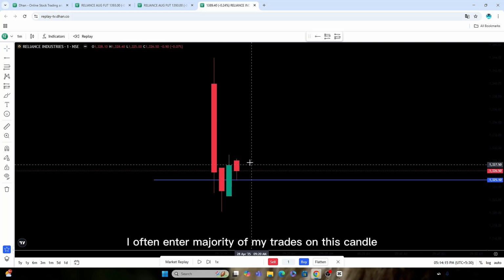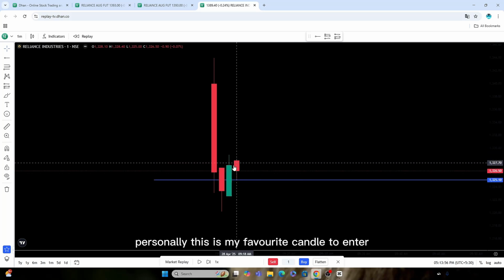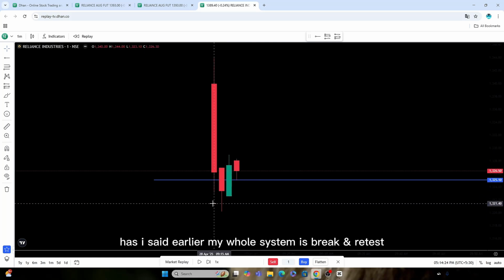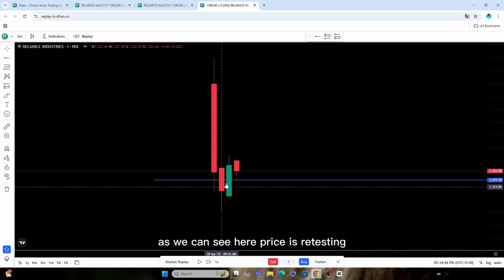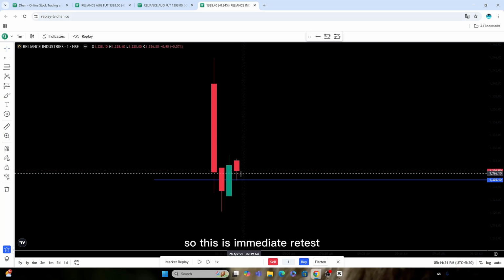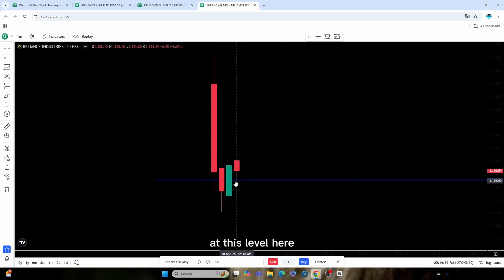I often enter the majority of my trades on this candle itself. Personally, this is my favorite candle to enter when I am looking for an upside move. As I said earlier, my whole system is break and retest. As we can see here, price is retesting immediately after breaking out from our key level. So this is an immediate retest.